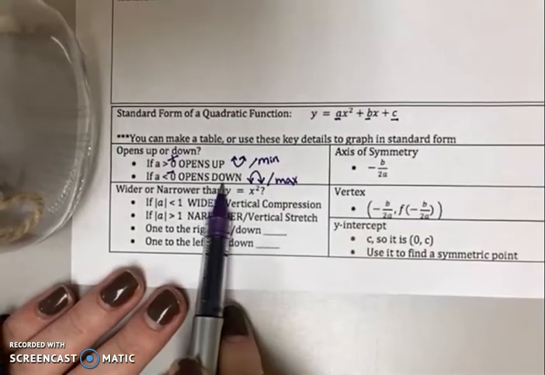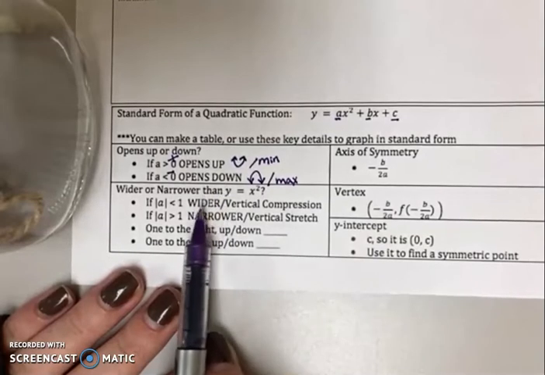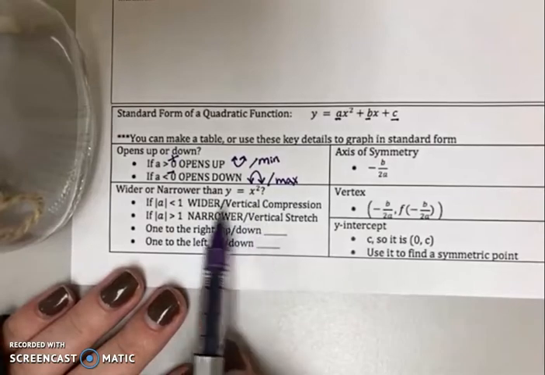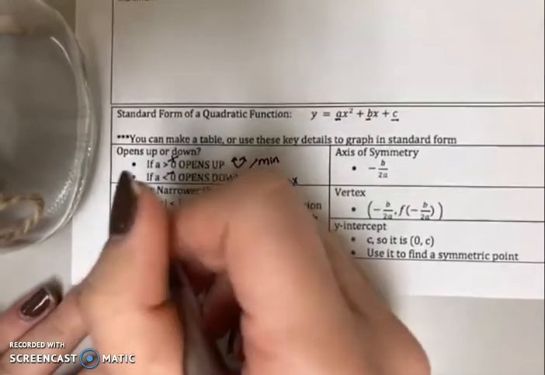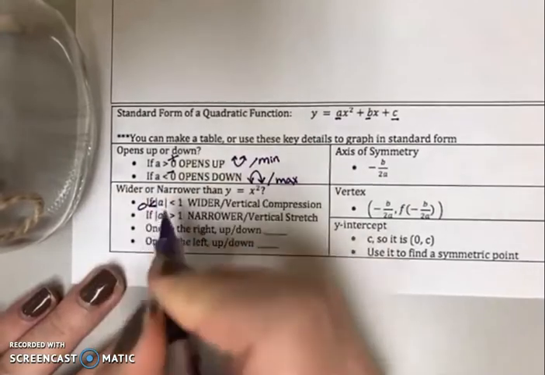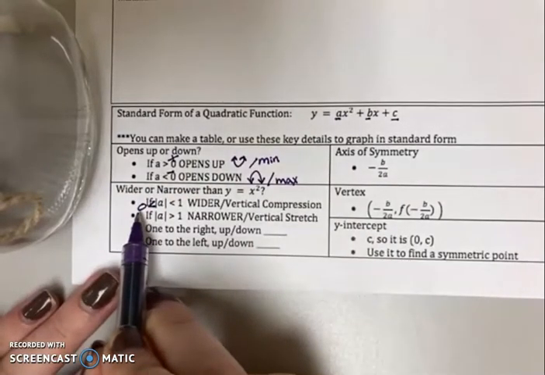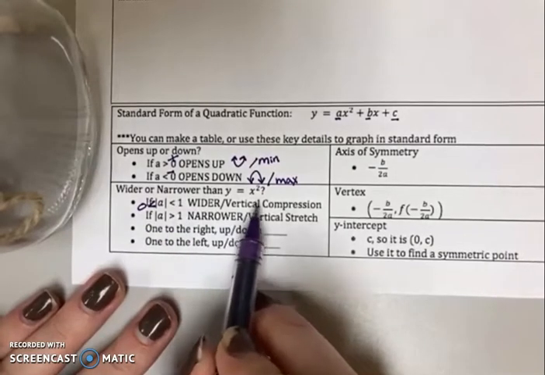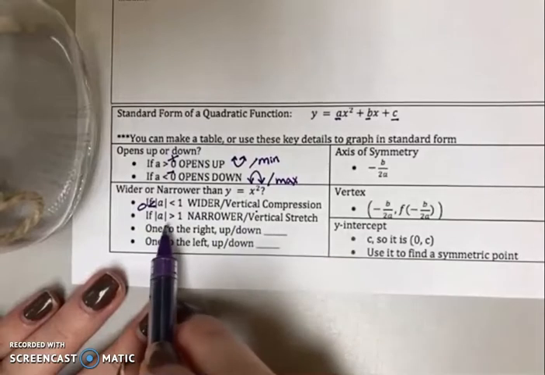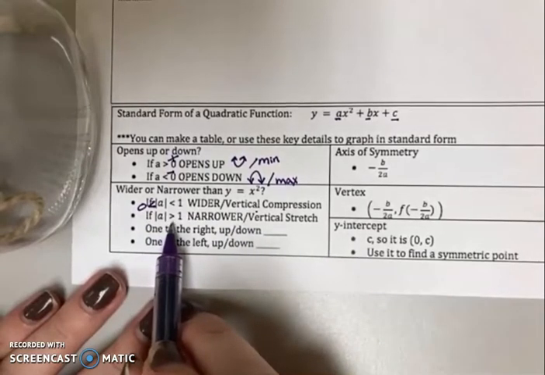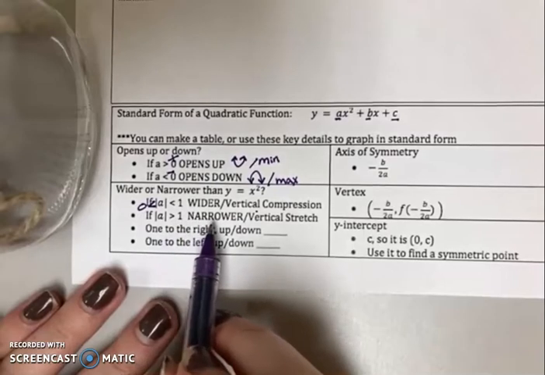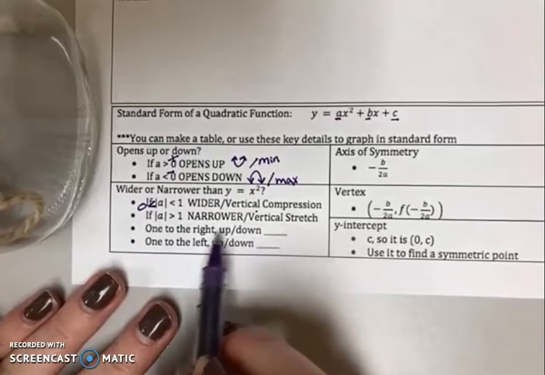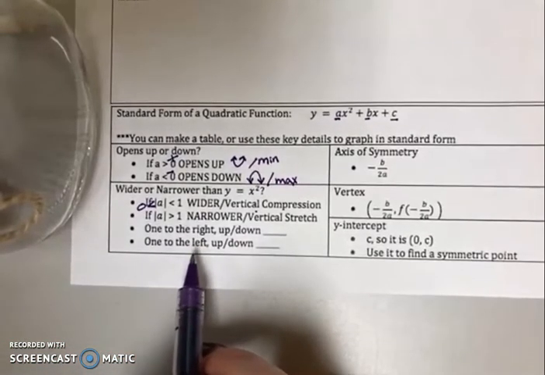That's not the only thing that a can tell us. It also tells us if we're going to have a stretch or compression. If it is between 0 and 1, and there's a typo here, it's going to appear wider, or be a compression. If the absolute value of a is strictly greater than 1, then it's going to appear narrower, or it'll be a vertical stretch.